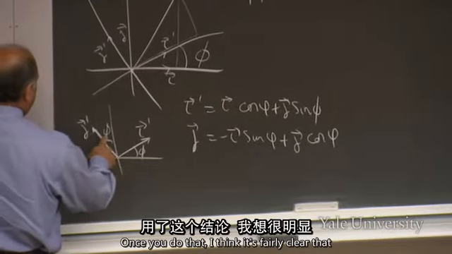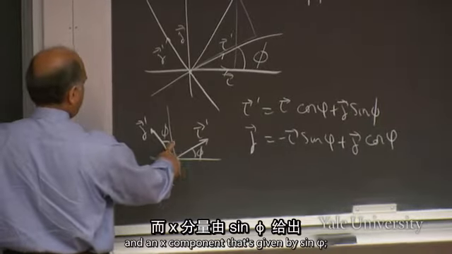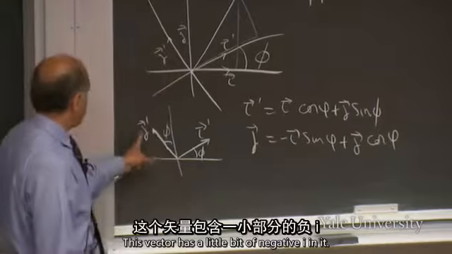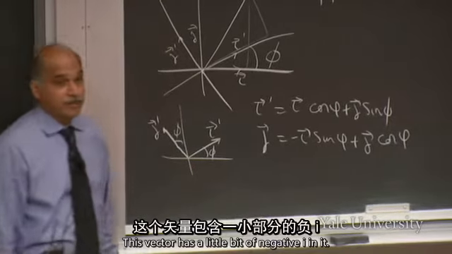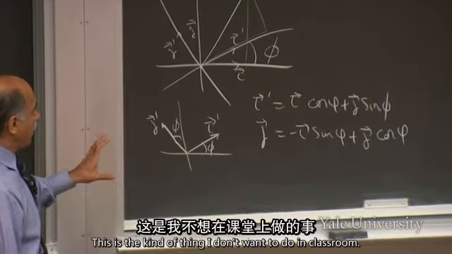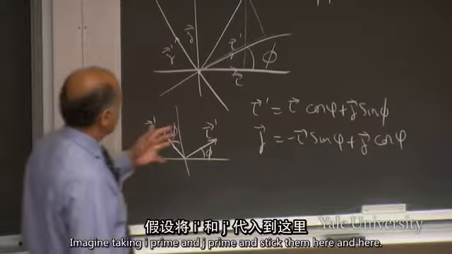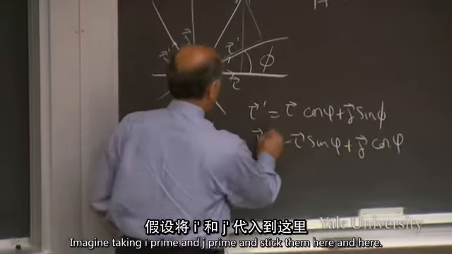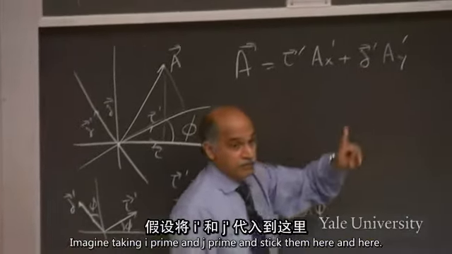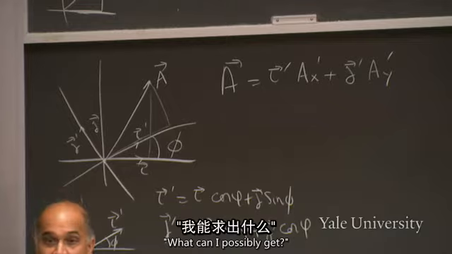So once you do that, I think it's fairly clear that it has got a y component that's given by cosine phi, an x component that's given by sine phi, but the x component is negative, because this vector has a little bit of negative i in it. Now here's what I say you should do, and this is the kind of thing I don't want to do in classroom. It takes time, and I'm probably going to screw up. So imagine taking i prime and j prime and sticking them here and here. Do this in your head and ask, what can I possibly get?